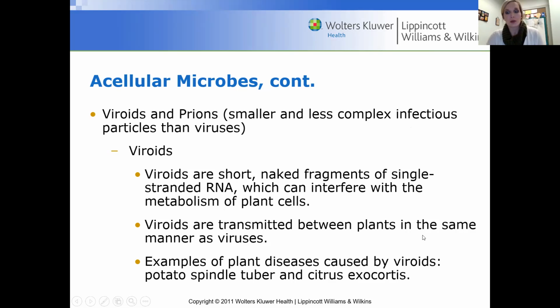Viroids are transmitted between plants in the same manner as viruses, through contact, sharing soil, and roots coming into contact with one another. Examples of plant viroids are potato spindle tuber and citrus exocortis. You don't have to know those, but if you've heard of them, those are some examples of viroids.